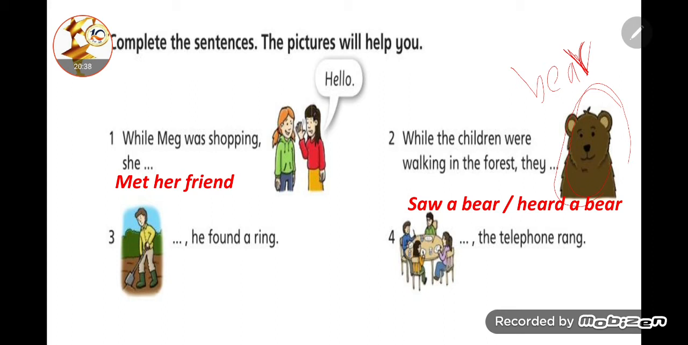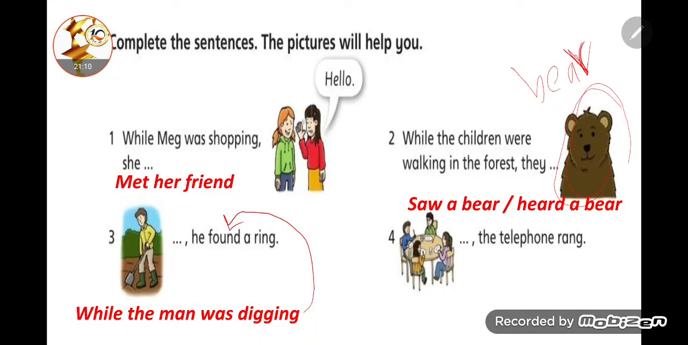While the children were walking in the forest, they saw a bear, meaning they saw a bear, or they heard a bear, they heard the bear's sound. Okay. He found a ring. And here we have the picture. What do you see in the picture? A man digging in the ground. So while the man was digging, he found a ring.